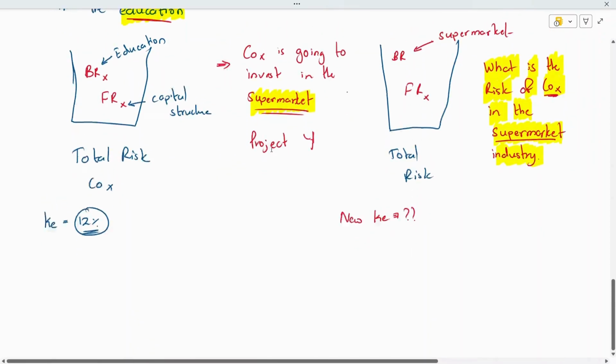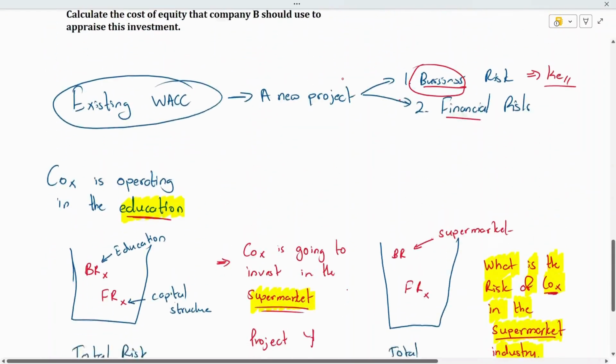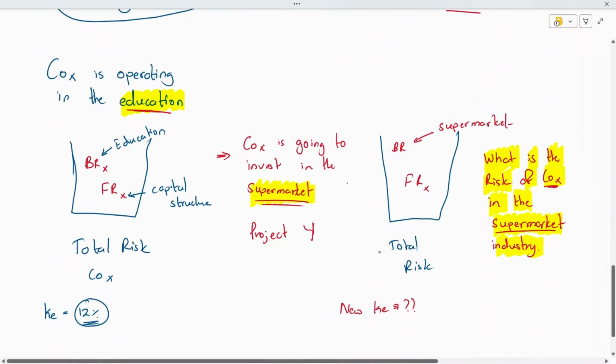The first thing is, in order to find the risk of Company X in the supermarket industry, what do we have to do? We have to mix two things. We have to mix the business risk of the supermarket industry along with the financial risk of Company X. Out of these two things, we already have one. So what do we need? The business risk of the supermarket industry and the financial risk of Company X, the capital structure.